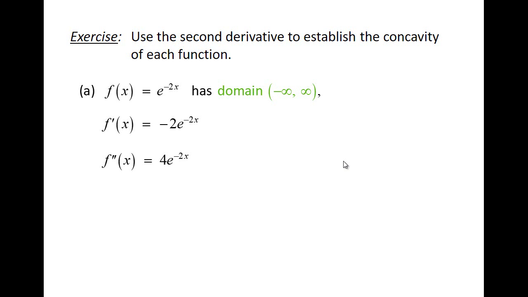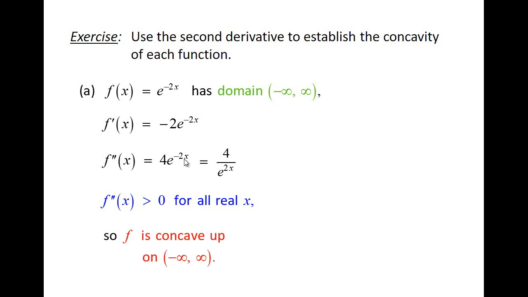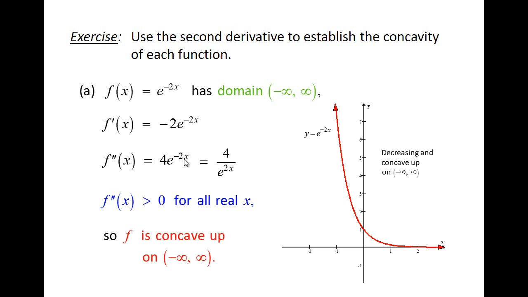Well, what do we know about the exponential function e to the negative 2x? Well, we know that it's always positive no matter what x is. So we see that the second derivative here is in fact positive for all real x, and as a result the function is concave up on the interval from negative infinity to infinity. And you can in fact look at the graph of this function, which looks like this. And again, notice that it is concave up.